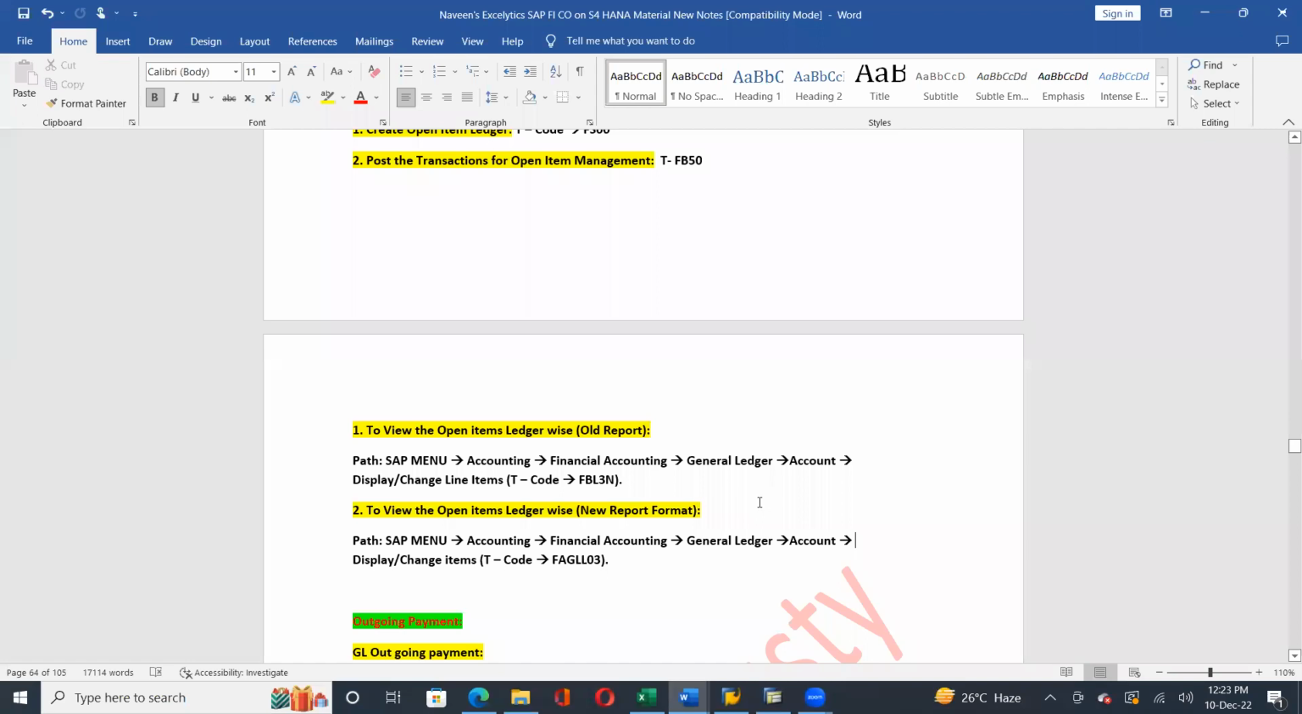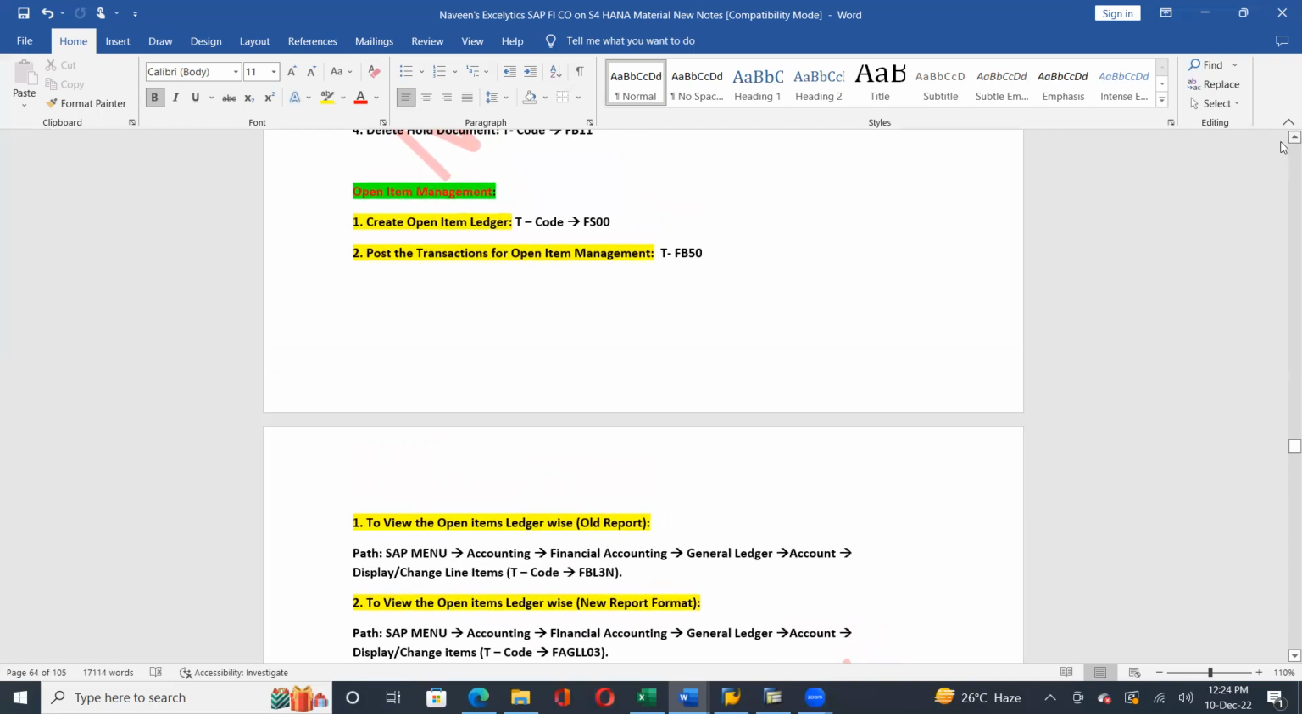FAGLL03. Naveen, can you please go up once? Sorry, I just wanted to write the first point, the create open item, just for two minutes. Where is the create open item? First point: to view open items ledger wise. Not this one. This one. Yeah. No, I'll share the recording, right? At that point of time, you can write it if something is missed.